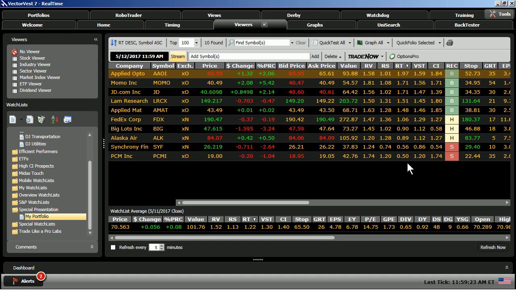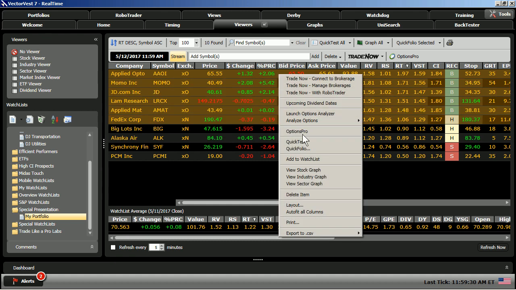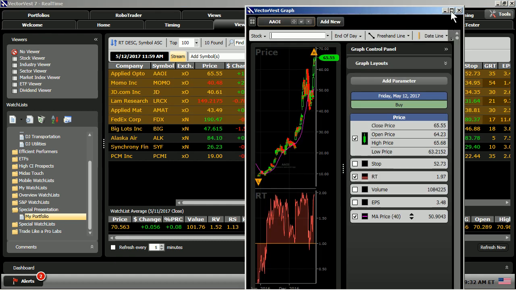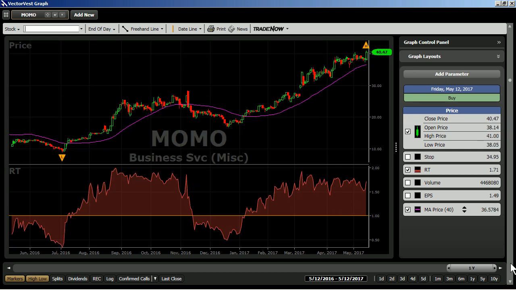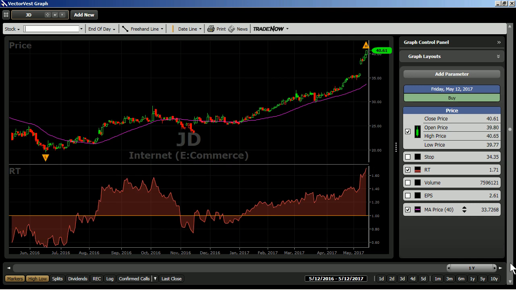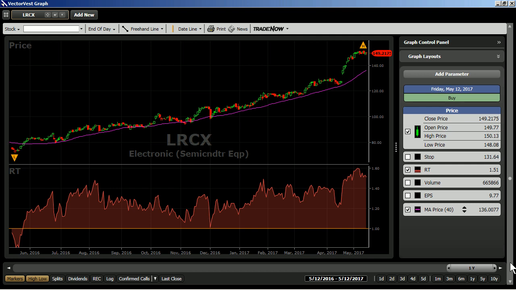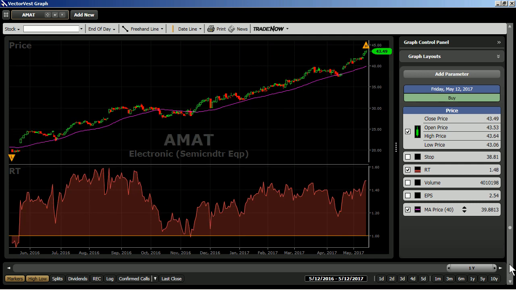The ones at the top of the list, they're making you money. And I'll just show you. I'm going to highlight all the stocks at the top. View the graph. Not much you have to worry about AAOI at the moment, right? Momo is just broken out. Okay, still above its 40-day moving average. JD.com is a beast, still above its 40-day moving average. LRCX, same thing, still above its 40-day moving average.